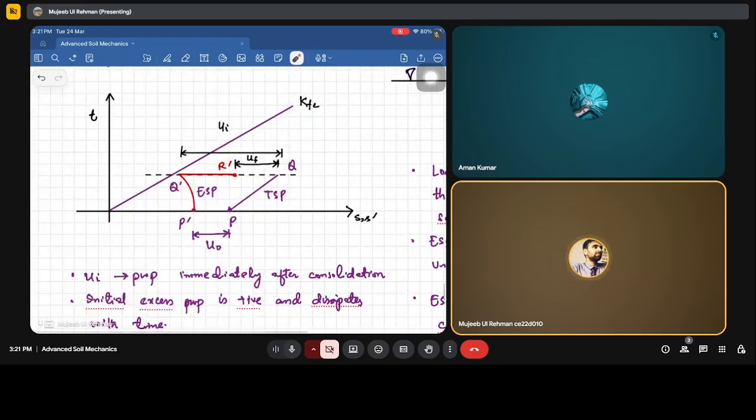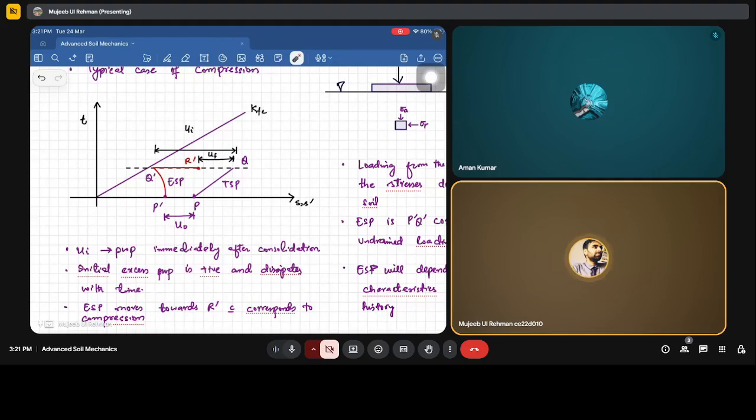Now, what happens after Q dash? After Q dash, after a sufficient amount of time, when we have constructed the building, the pore water pressure starts to dissipate. When it starts to dissipate, we are not changing the external loading. So our stress path will move towards the right without a change in the stress T. Correct? So our mean effective stress starts to rise because the excess pore water pressure starts to decrease. Now let's assume at R dash the soil has reached the equilibrium state.